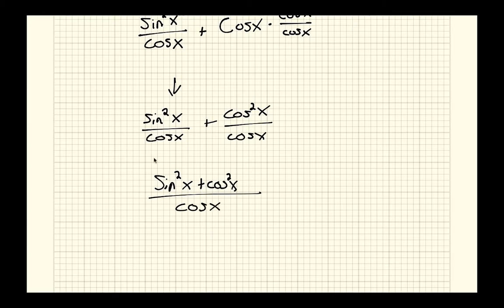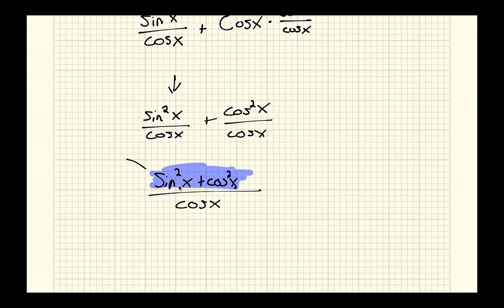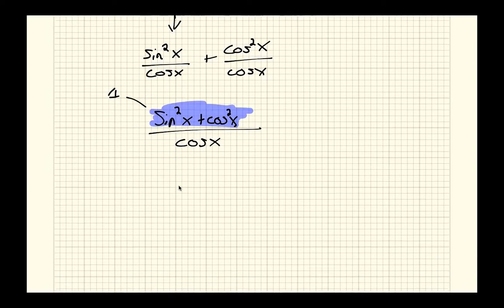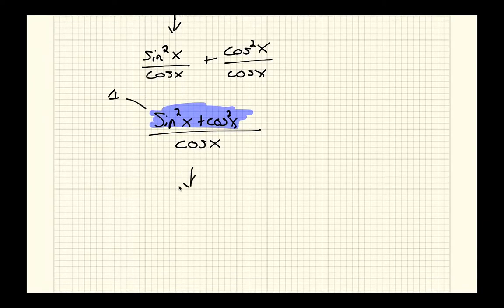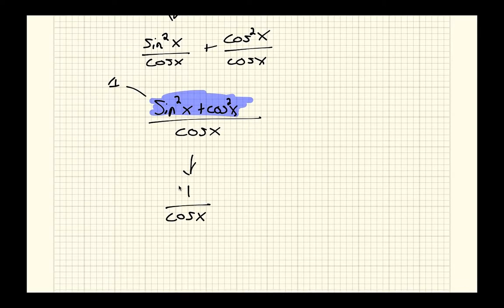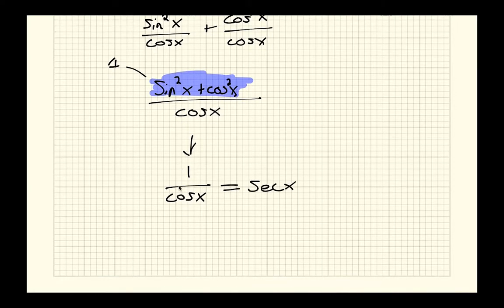Now who remembers what this whole thing is? It's 1. Good job, everyone. This is 1 because we have our Pythagorean identity. So if we change that to a 1 over cos x, what is that equal to? That is equal to secant x, and that is what we called our reciprocal identity, right? Reciprocal identity.